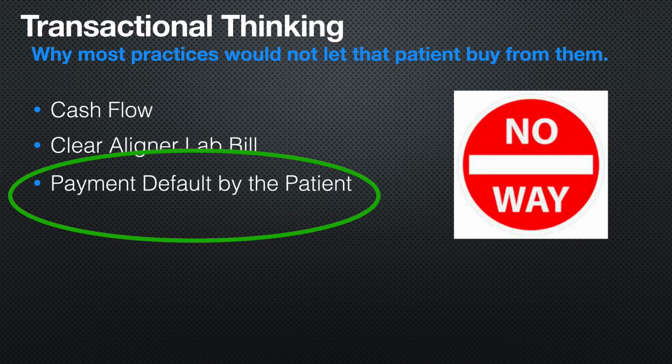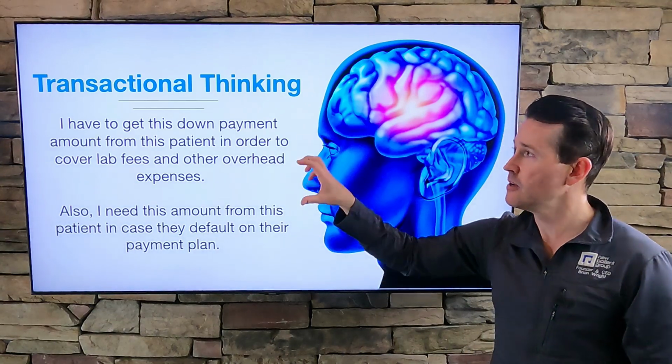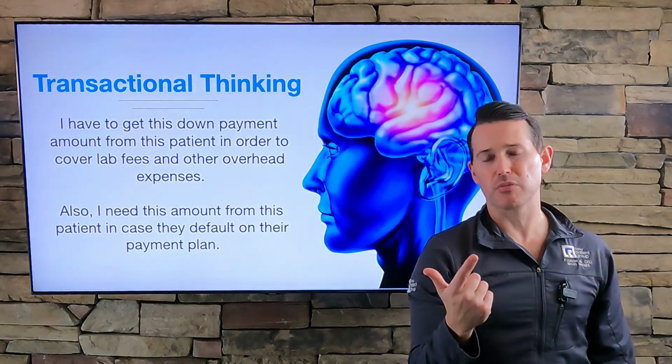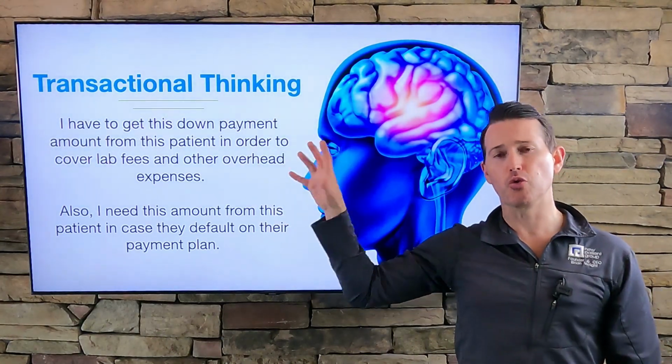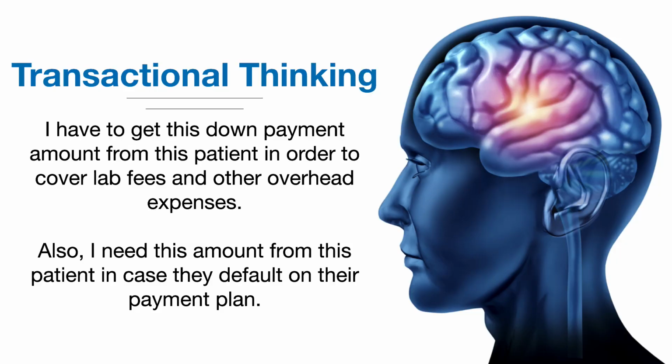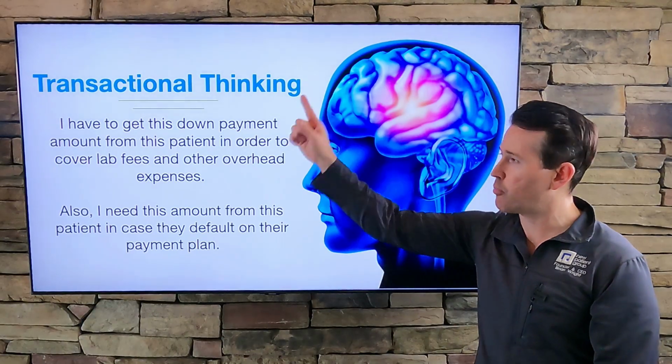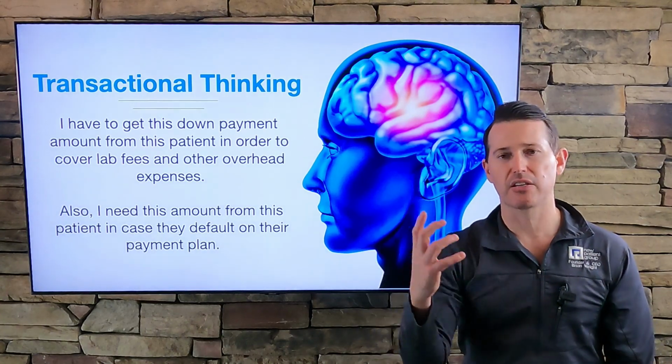Right here, the payment default by the patient is something you should not worry about, and I'm gonna show you proof why momentarily. Let me take transactional thinking from a psychological standpoint and break down how a lot of people view the previous two scenarios. I have to get this down payment from this patient in order to cover lab fees and overhead expenses, just like I was showing you. Also, I need this amount from this patient in case they default. This is the thought process that's going through most practices' minds out there.